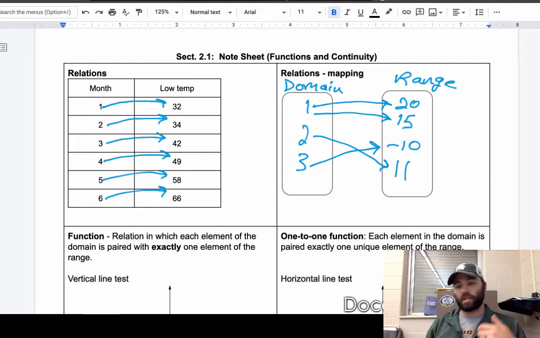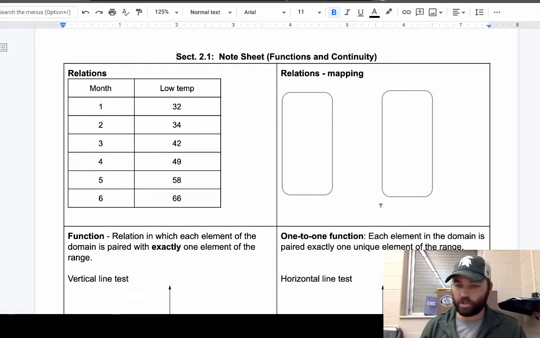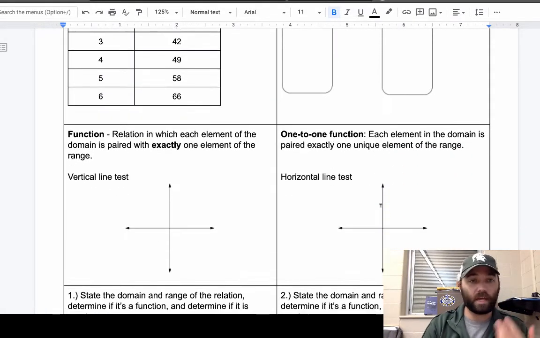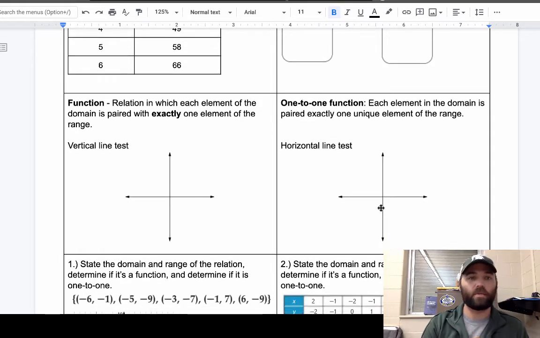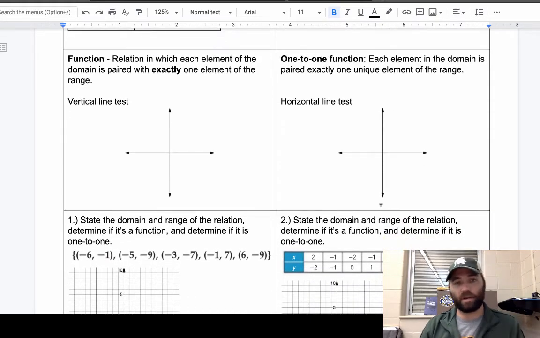Okay, so let's talk about how this might apply to what we already know about graphs. I should say before we move on, you can think of the values on the left as the x values, and you think of the values on the right as the y values. Okay, let's move on down here, and we will talk about functions. Now, a function, the technical definition, is a relation, so what we were just talking about, in which each element of the domain is paired with exactly one element of the range.